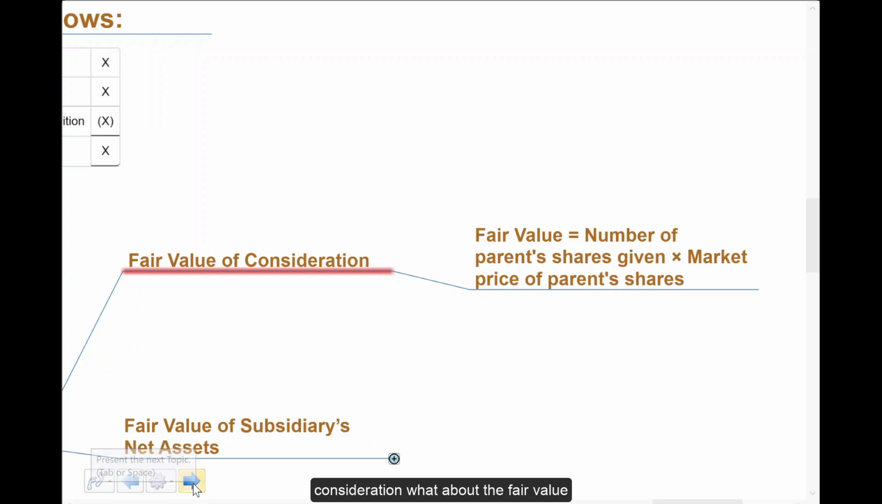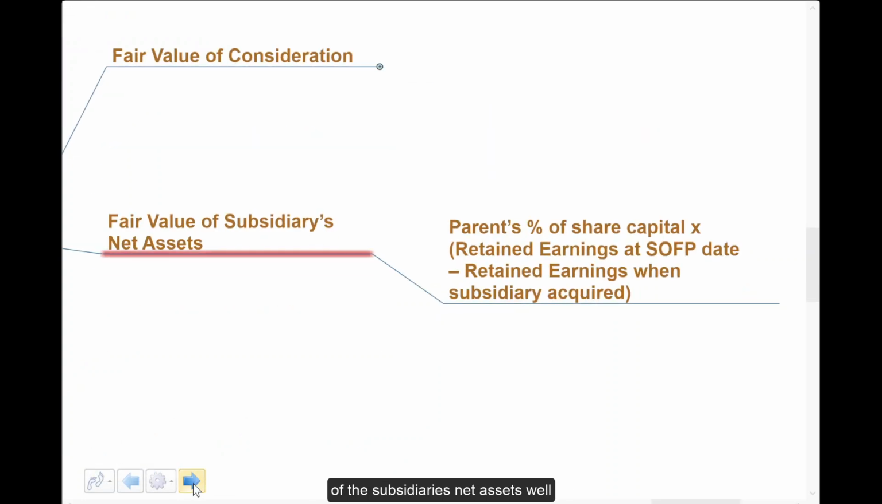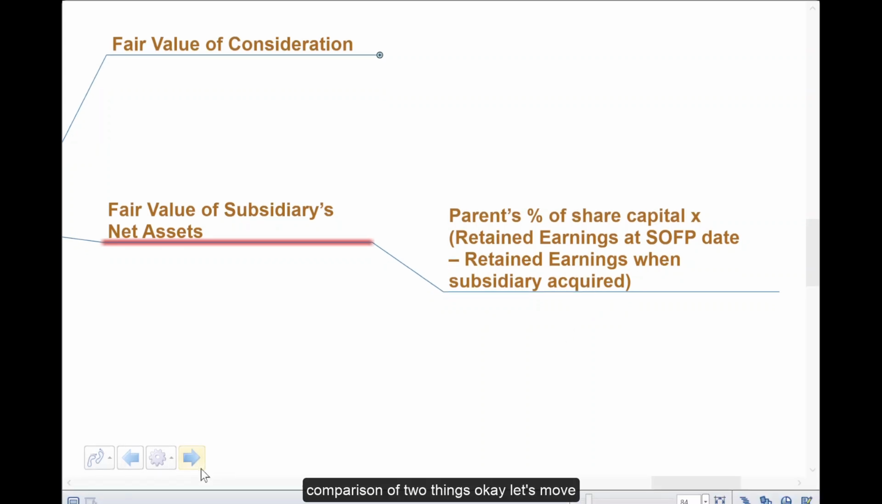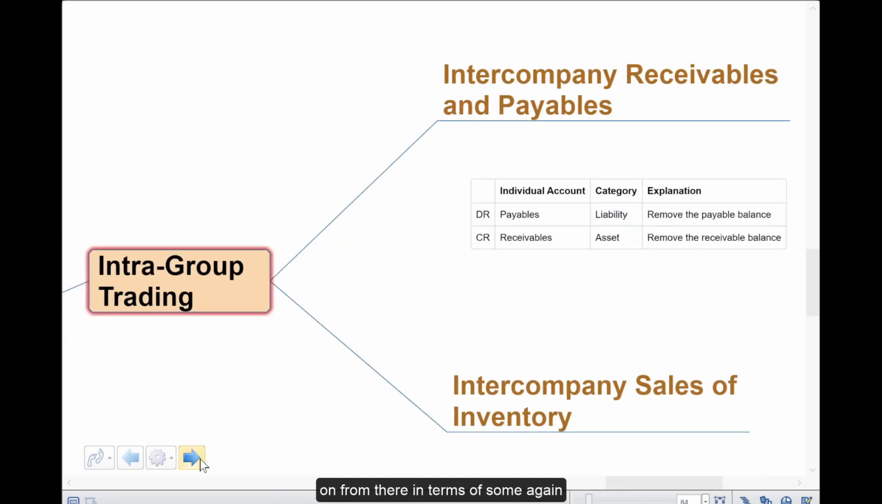What about the fair value of the subsidiary's net assets? Well, again, not overly complicated. As we saw up top, we're looking at the parent's percentage share of the share capital, let's say 80%, and then the retained earnings as at the statement of financial position date, current, less the retained earnings when the subsidiary was acquired. So in essence, we're talking about just a comparison of two things. Okay. Let's move on from there in terms of some slight quirky little calculations.